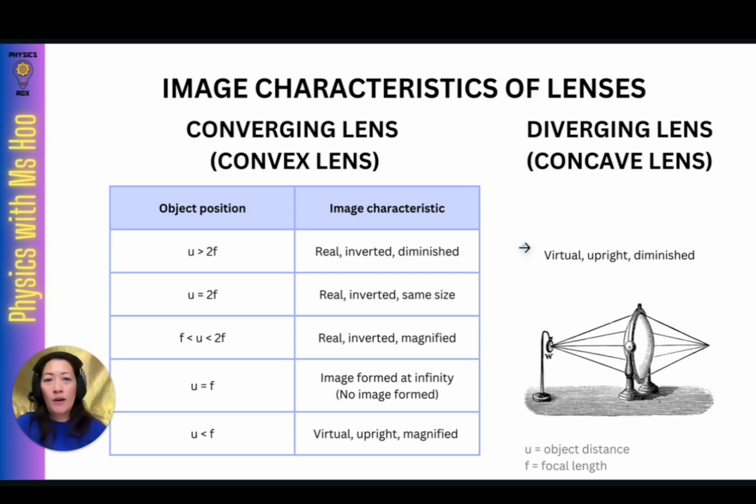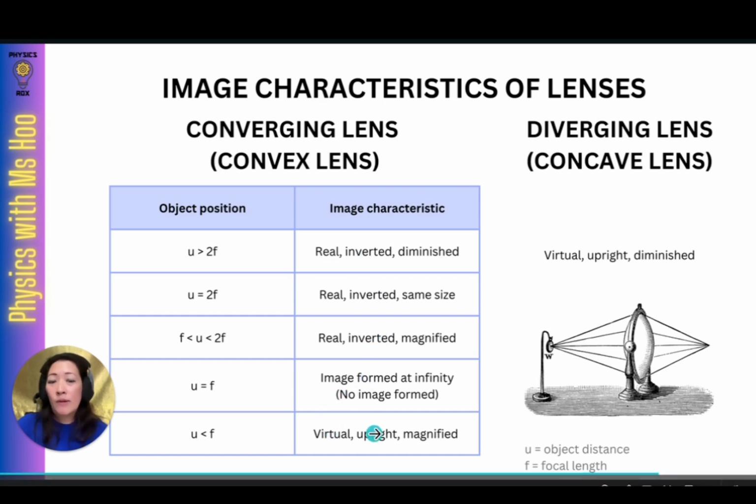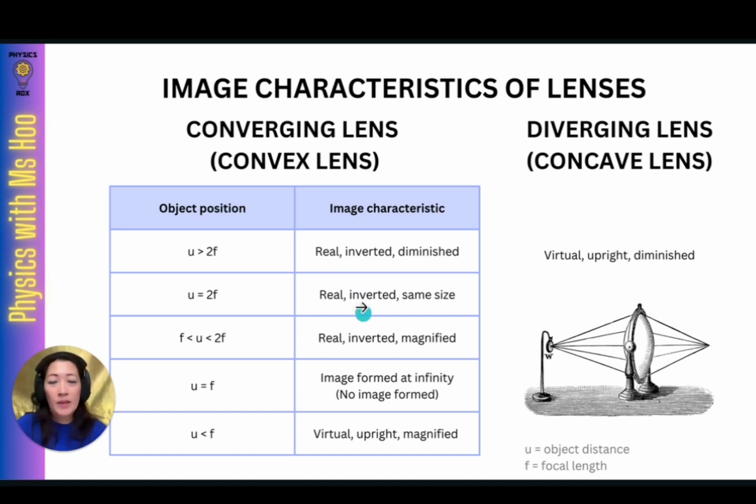Now before we move on, let's just look at the image characteristics. If you feel this is quite overwhelming, let's just look at some patterns to help you remember. One of the important things that you must take note of is that a real image is always inverted. As you can see, it's always real inverted, real inverted, real inverted. Whereas virtual is always upright. Virtual upright, virtual upright. You can see there's no real upright or virtual inverted. This is true when you use a single lens.